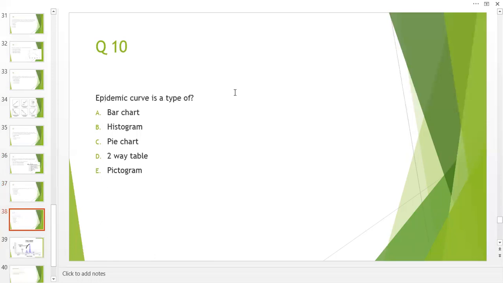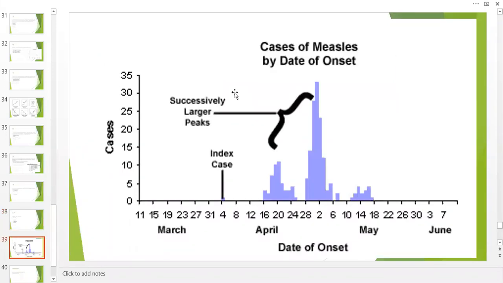Epidemic curve is a type of? Histogram. Yes, the epidemic curve is a type of histogram, and a histogram doesn't have spaces between the bars, but there can be spaces if the frequency of cases is 0 in a particular class interval. So if the frequency is 0 in that class interval, in that case, the histogram can have spaces between the bars.